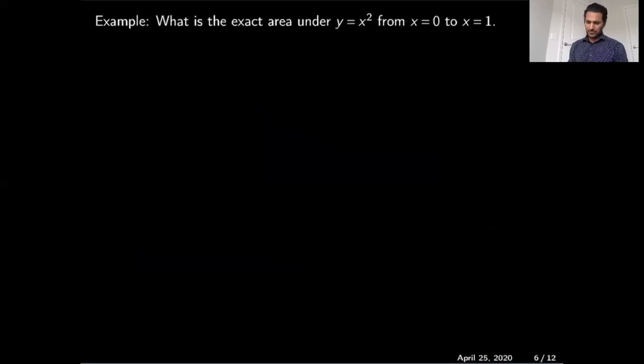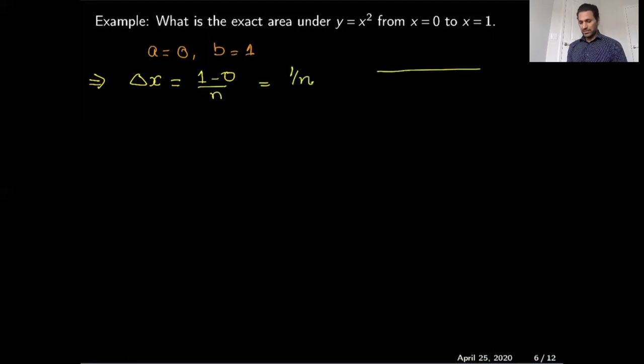So in this example, we have a equal to 0, b equal to 1. This implies your delta x will be 1 minus 0 divided by n, because I'm dividing into n number of pieces, so 1 over n. So it means if you are starting from 0, your first interval is 1 over n, and if you want to do 1 over 10, the second interval will be 2 over 10, and so on.